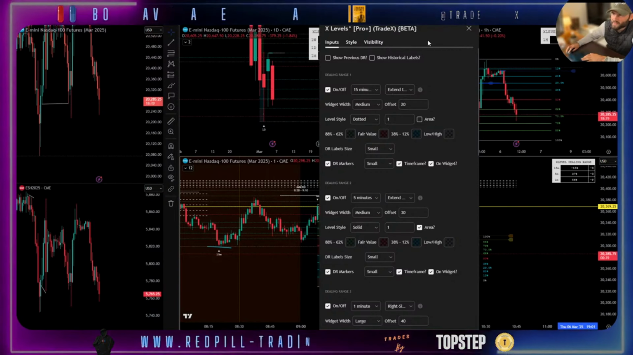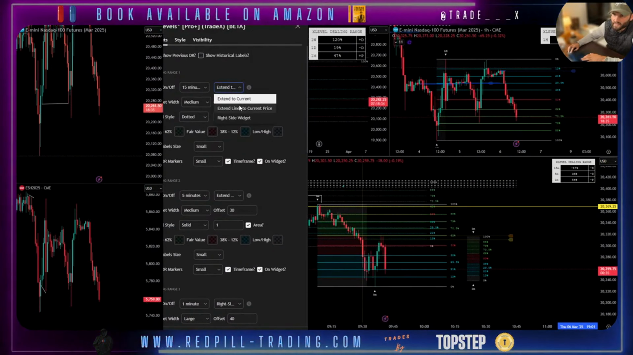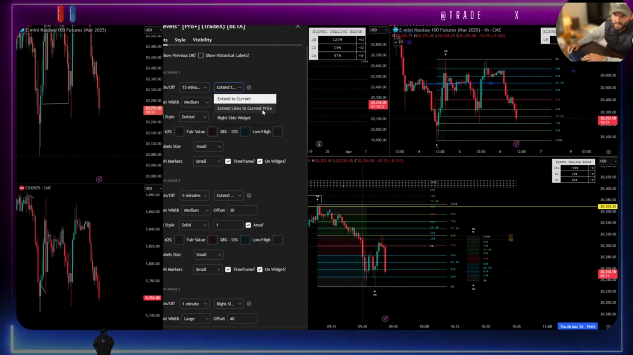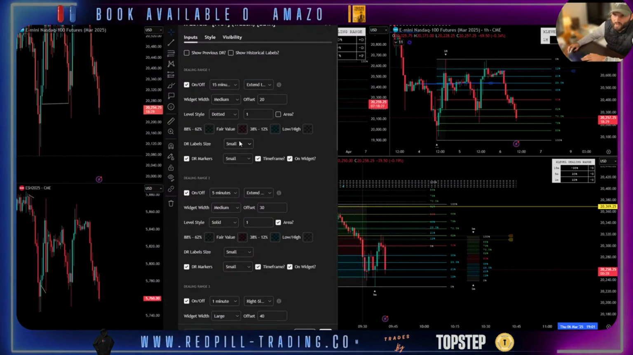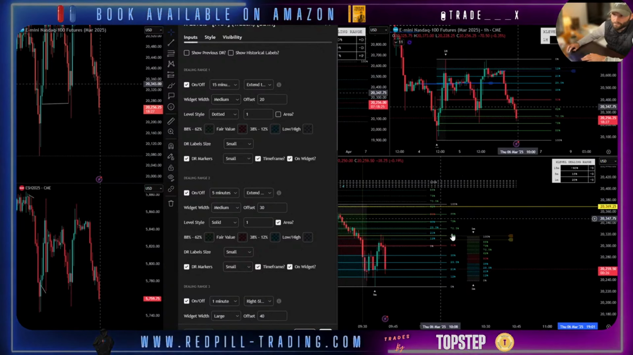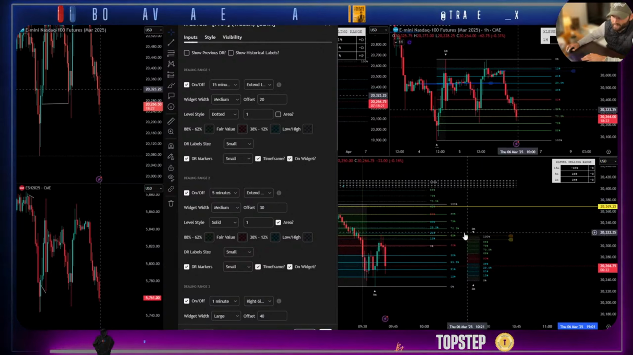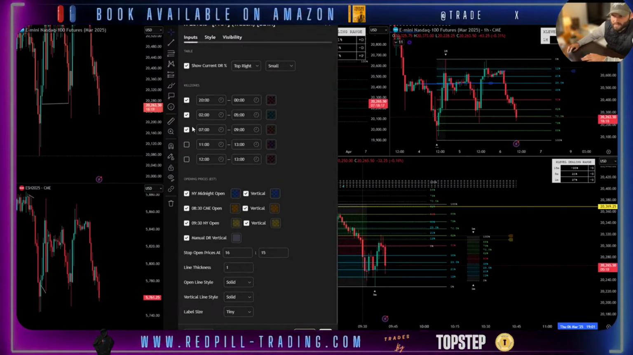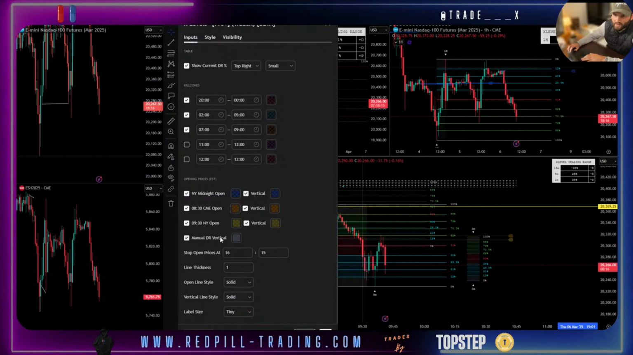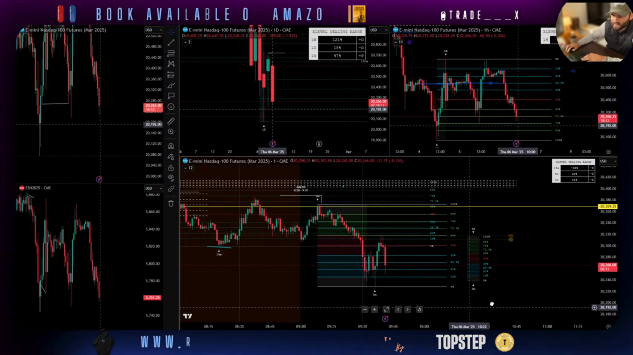So you can change the way that it's presented. Okay, so you can either have it extend lines to current price or the right-sided widget, and then you can change the width of the widget to match other indicators, and you can also change where you have these delineations, these markings. There's also, because I utilize kill zones and opening price theory, that included inside this indicator. So that is these lines.